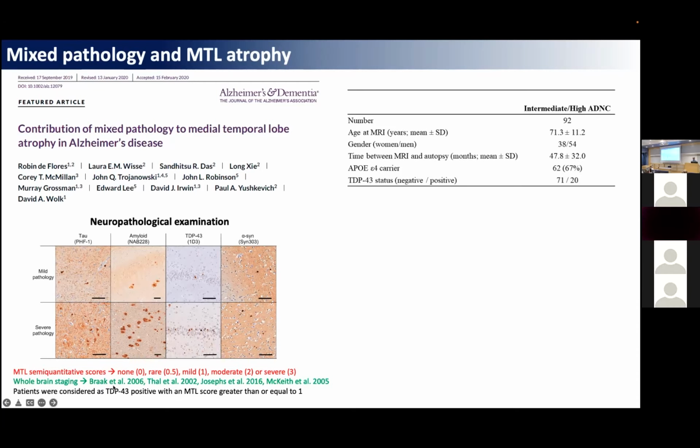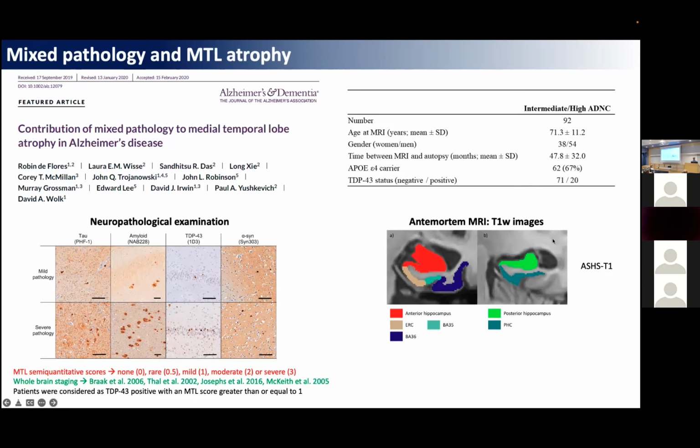We also performed a whole brain staging for each of the 4 pathologies, and we dichotomized patients with and without TDP pathology. For each of these patients, we also had ante-mortem T1-weighted images where we applied HST1 to estimate the volume of the anterior and posterior hippocampus and the thickness of the entorhinal cortex, BA35, BA36, and the parahippocampal cortex. We first performed correlations between pathology and MTL structures, and we also compared the patients with and without TDP pathology for each MTL structure.